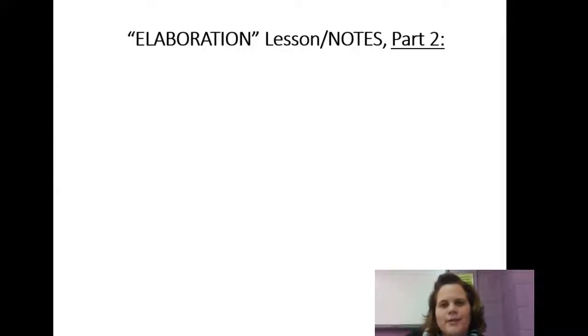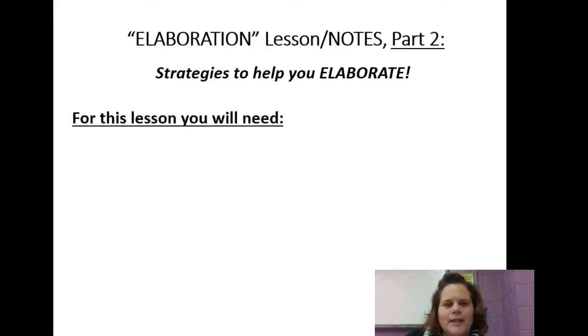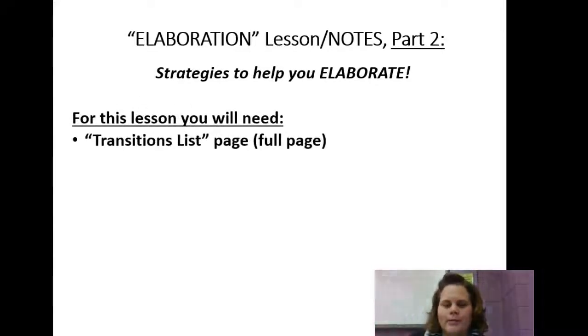This is part 2 of the elaboration. You should already have done elaboration lesson part 1. So for part 2, you're going to need a few things. The first thing is a transitions list. That's like a full page list that has boxes. There's a lot of transitions on here.